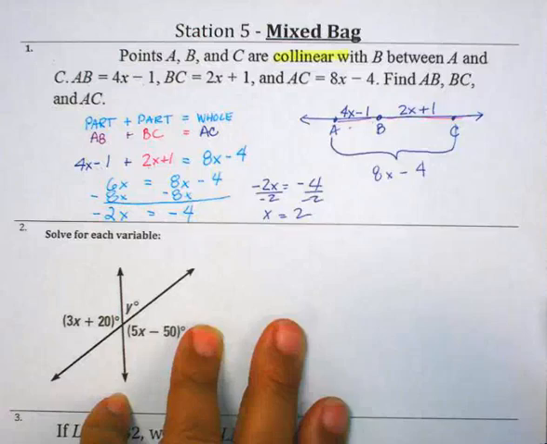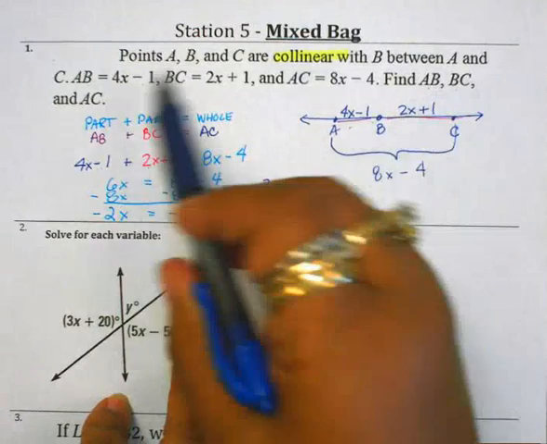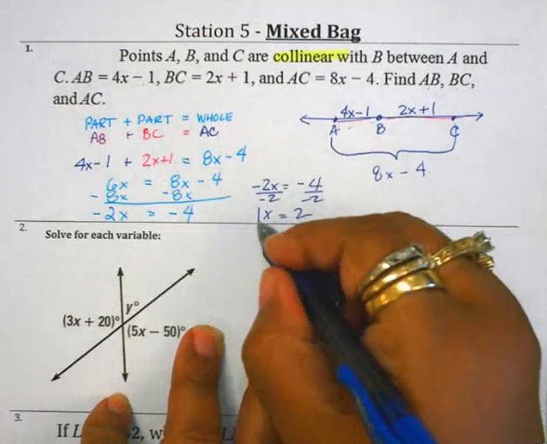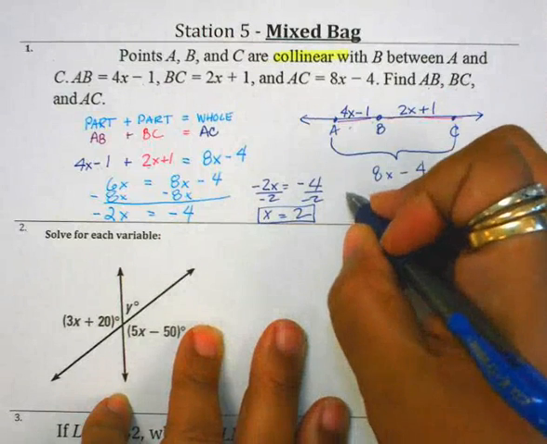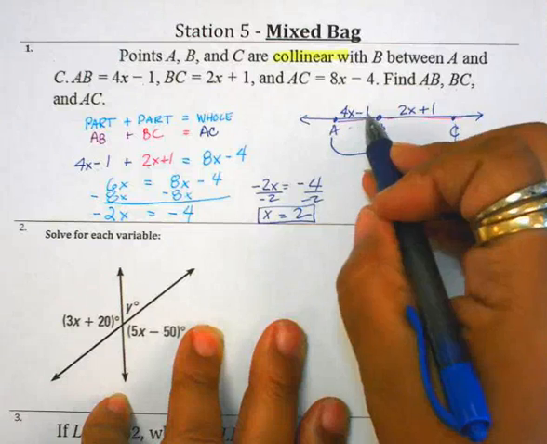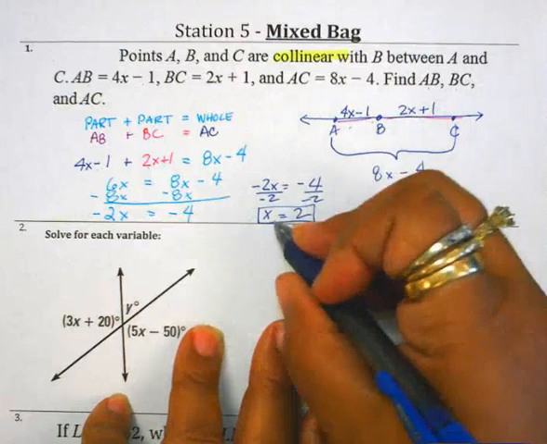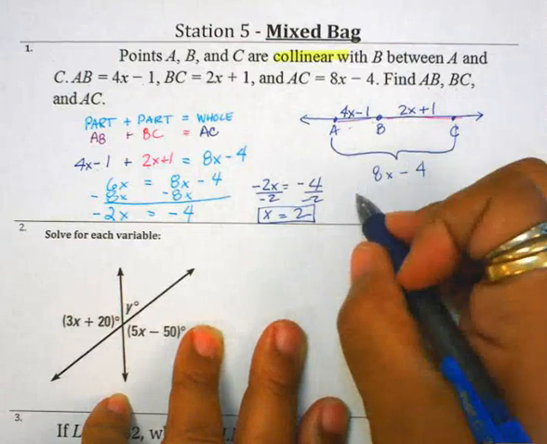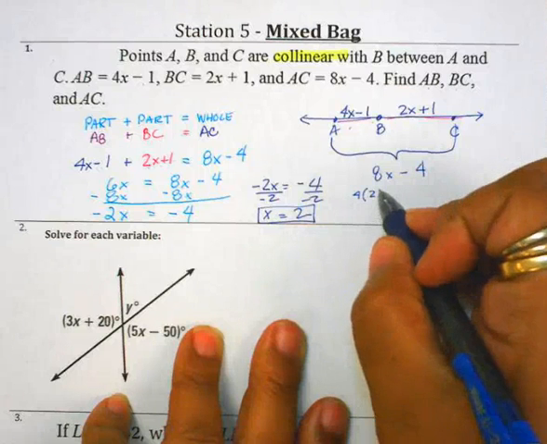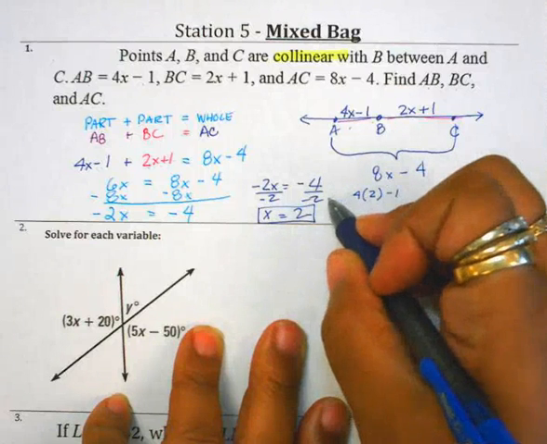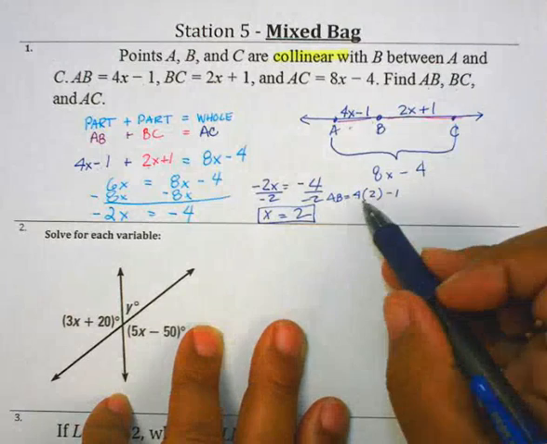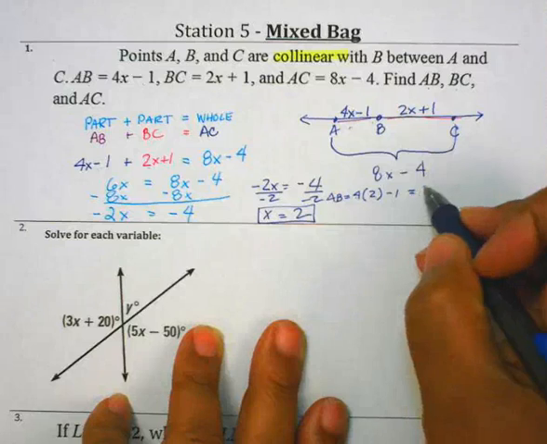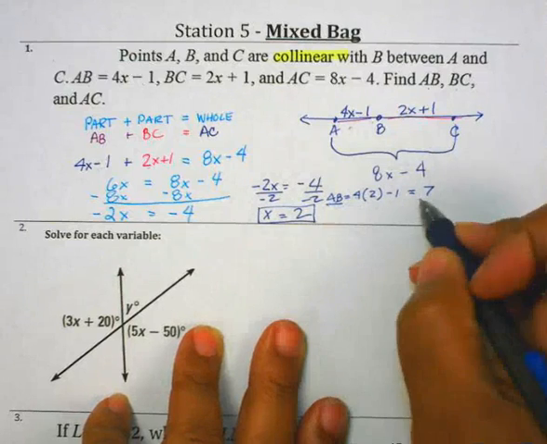But it told us to find AB, BC, and AC. So we know that x is equal to 2. AB is 4x minus 1. So I have to substitute the 2 in for the x. 4 times 2 minus 1 is going to be the measure of AB. 4 times 2 is 8, minus 1 is 7. So AB is 7.